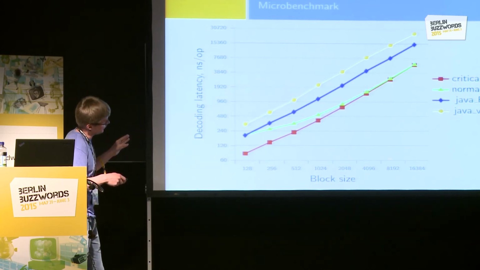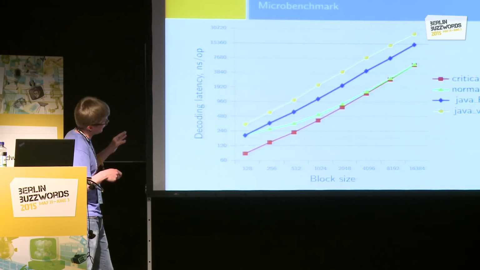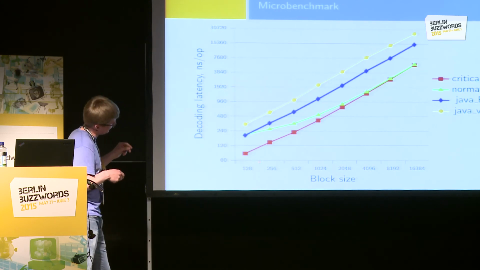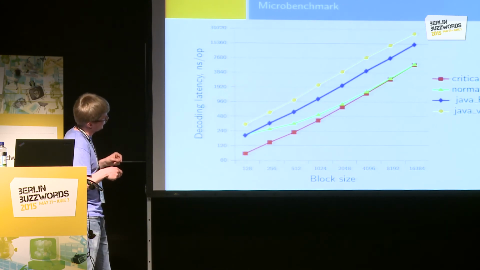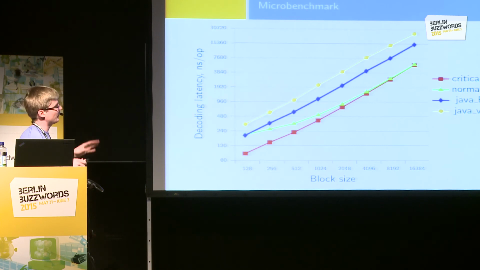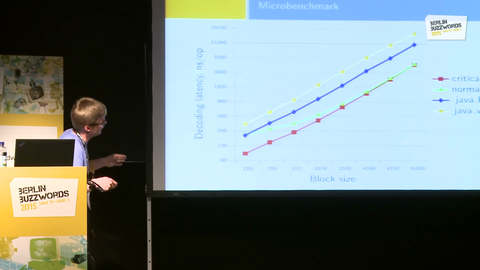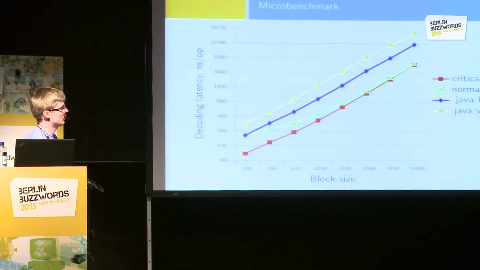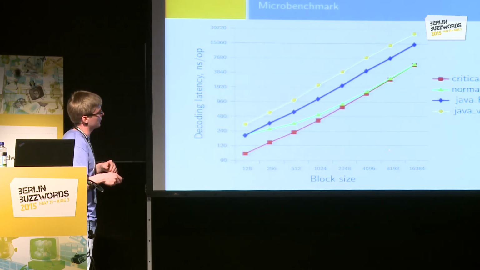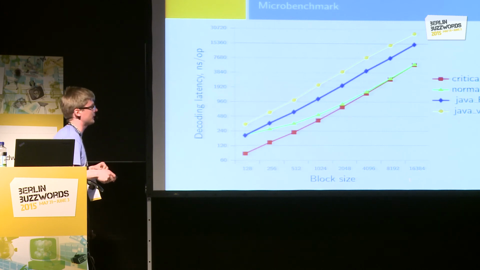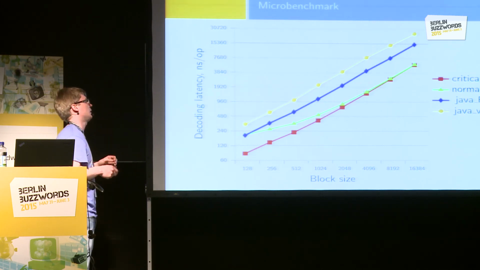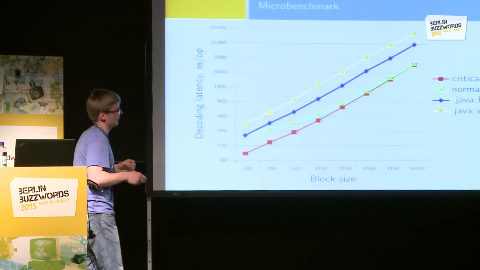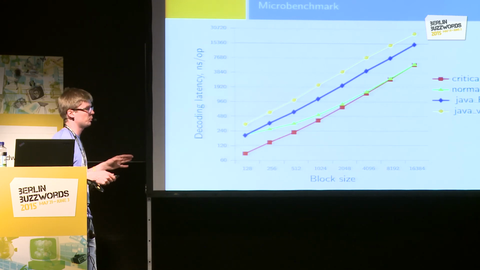Be careful, scales are logarithmic. I tried to find where the JNI call would be as effective as the critical call, and it is effective only in very large blocks, and I think it is impossible to decode values in such large blocks.